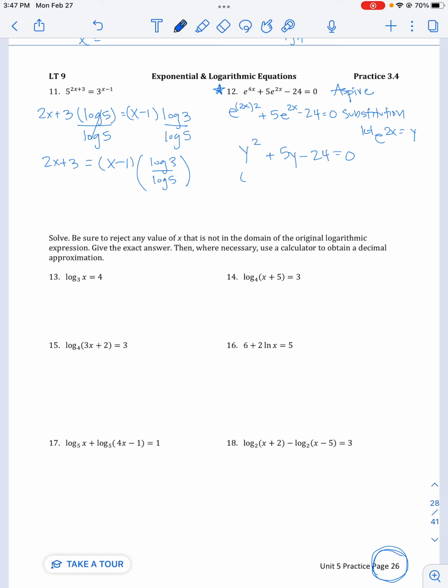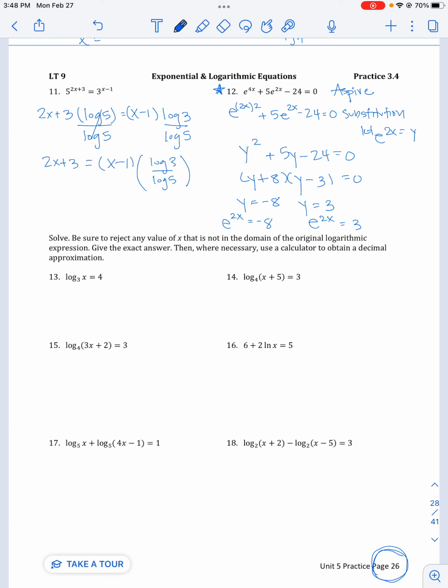Now this is a factoring situation where I'm looking for two numbers whose product is negative 24 and whose sum is 5, and the signs are going to be different, and I believe that would be plus 8 and minus 3. So I've got y equals negative 8, y equals 3, but remember that was e to the 2x equals negative 8, and e to the 2x equals 3.